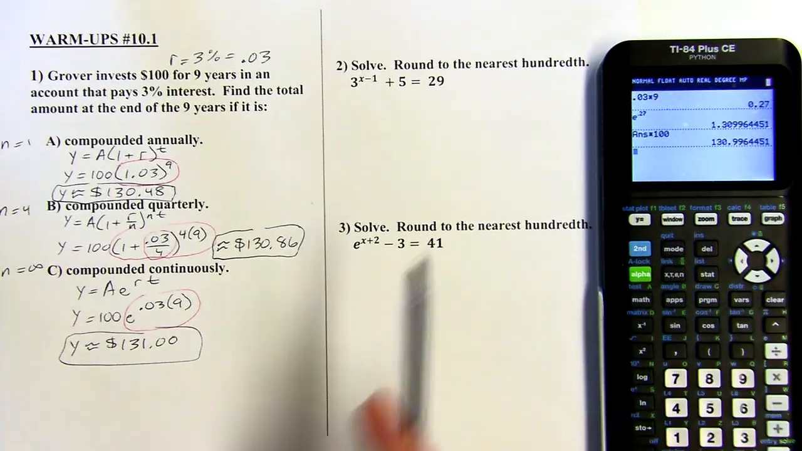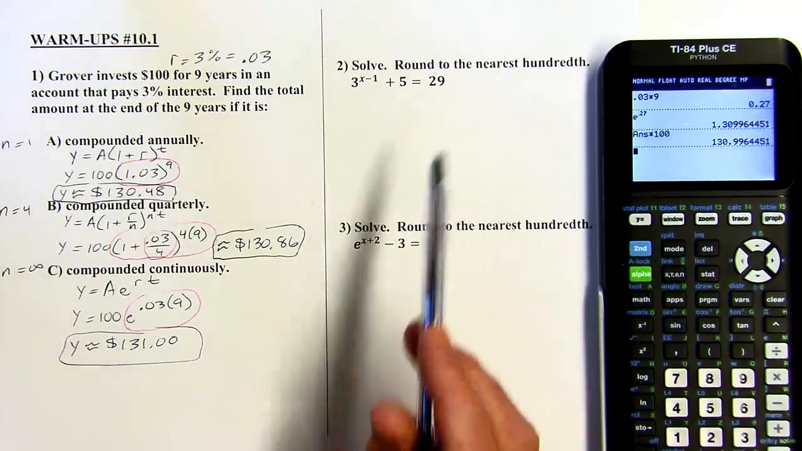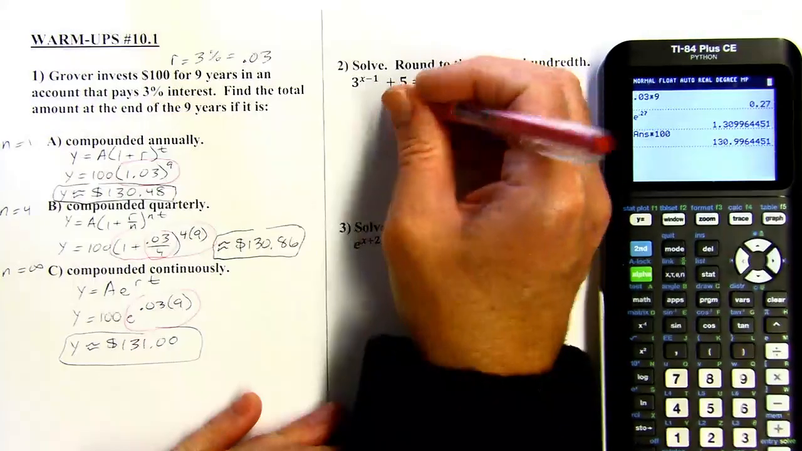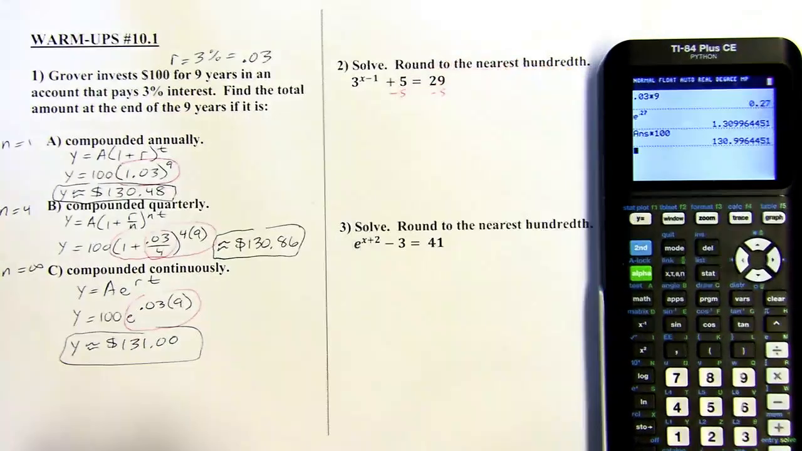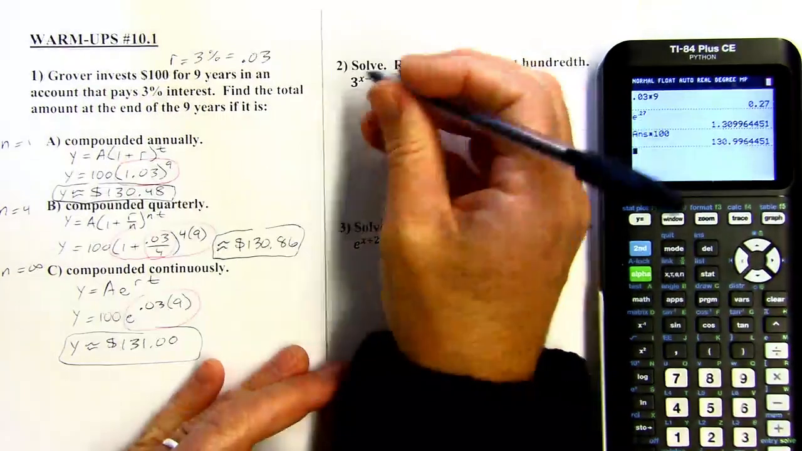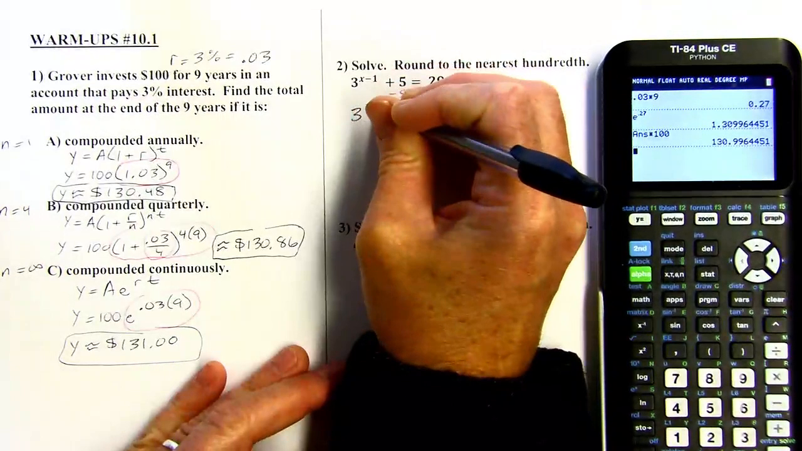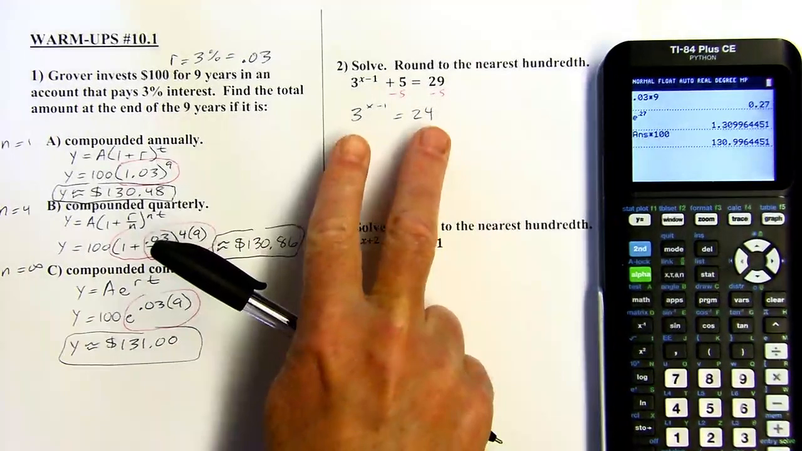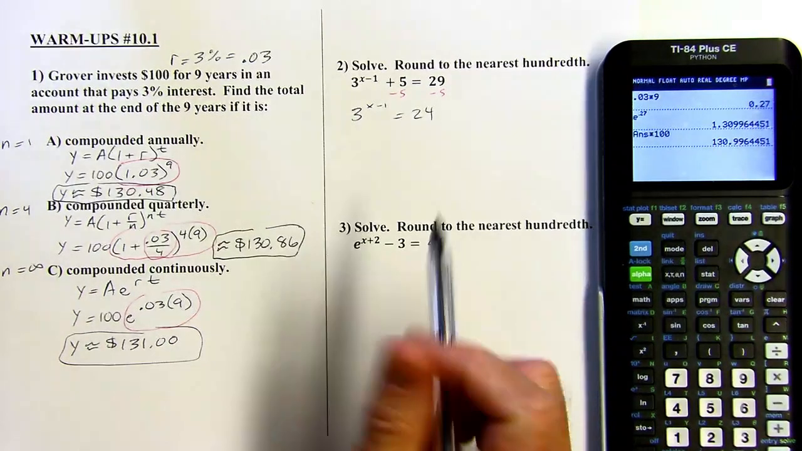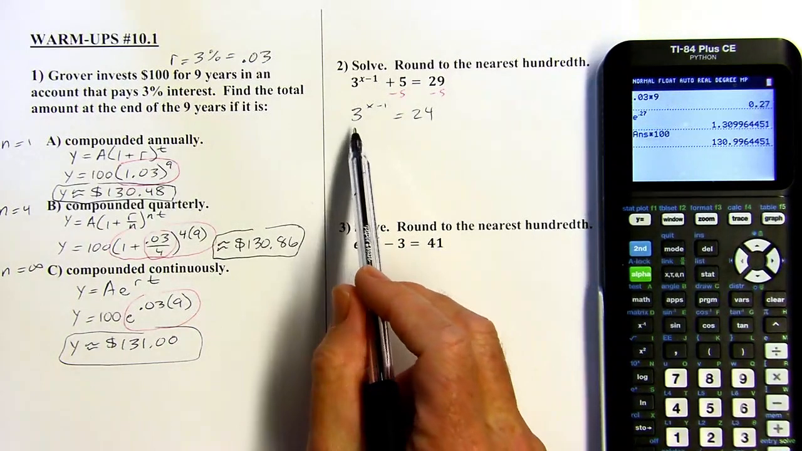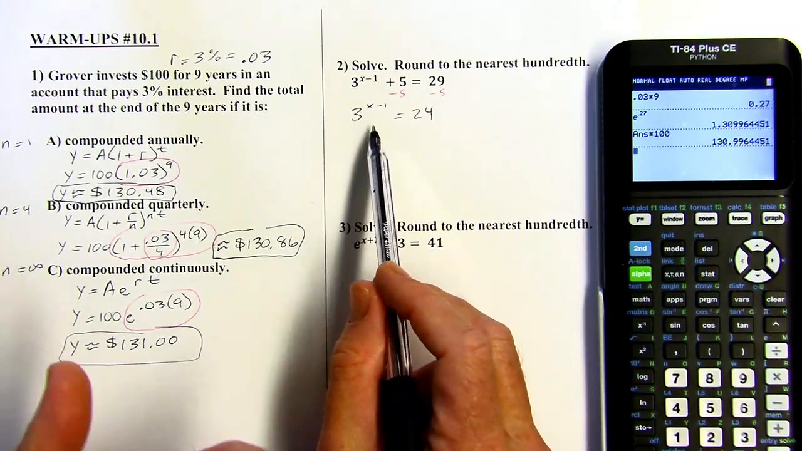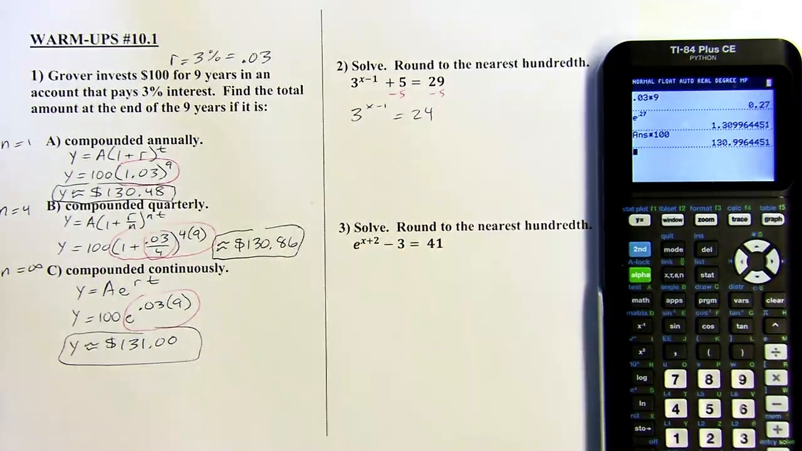Okay. All right, next up, let's solve this for x. We're going to round to the nearest hundredth. So I want to isolate the x as much as possible. So I can get rid of the 5 by subtracting 5 from both sides. So now I've got 3 to the x minus 1 equals 24. Sometimes I see people try to divide by 3, but that's not going to work. Then I would have 3 to the x minus 1 over 3. That's not going to isolate the x minus 1.